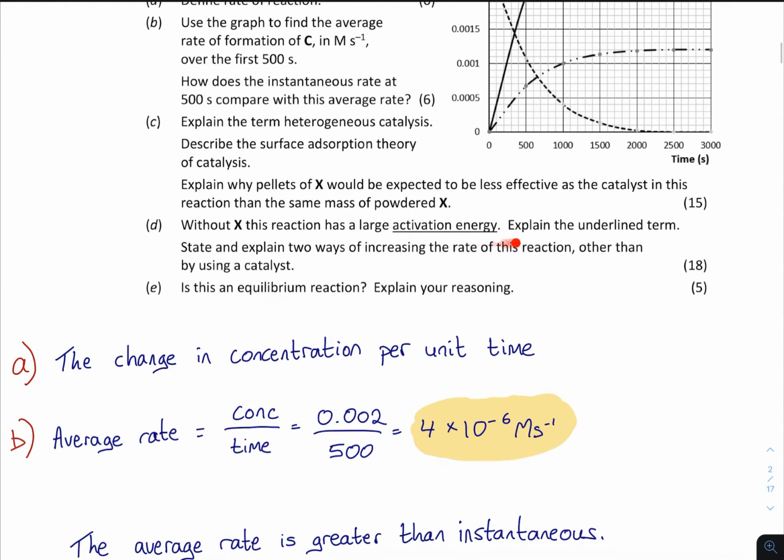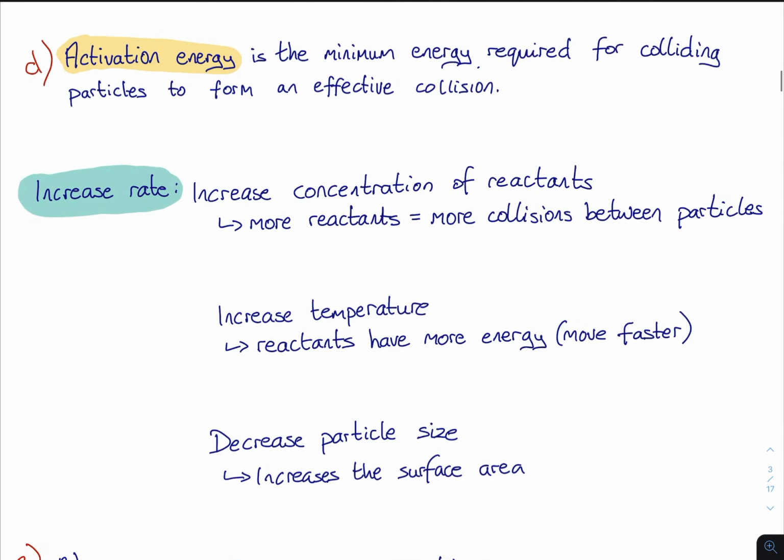State and explain 2 ways of increasing the rate of reaction other than that of a catalyst. Well, there's a couple of different ways. I'm going to put in 3 ways, the most common ways. You can increase the concentration of the reactants. The more reactants that are present, the more likely a collision is going to take place. You could also increase the temperature. The higher the temperature, the more energy involved in the kinetics of the reactants, the more likely a successful collision will take place. And finally, you could decrease the particle size. By decreasing the particle size, you're increasing the surface area. So any of those 3 would have been fine.